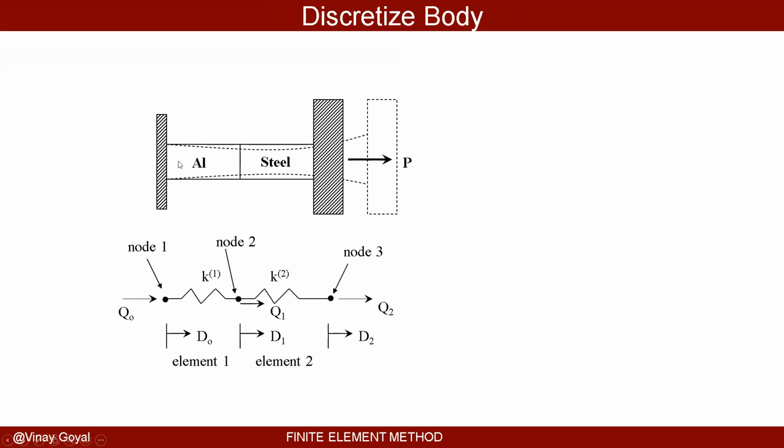So let's look at this. I have the actual structure, which is aluminum and steel. And so what I'm going to do is discretize it with one element here.